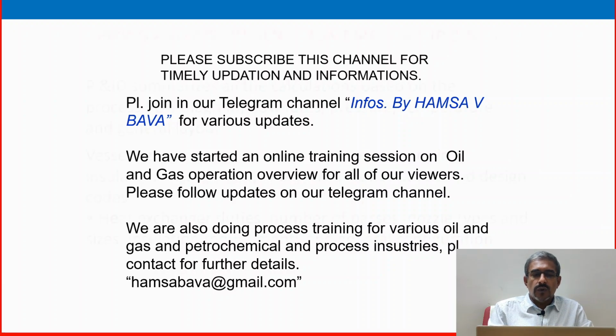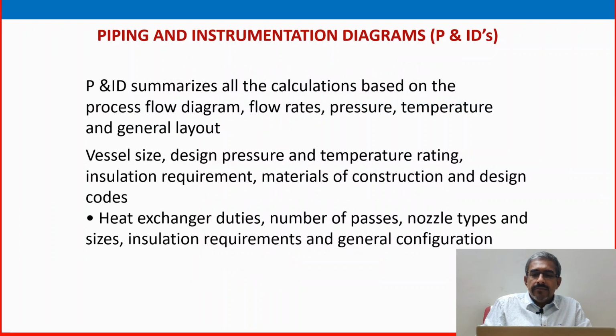So welcome to P&ID, piping and instrumentation diagram, P&IDs. A P&ID summarizes all calculations based on the process flow diagram that we discussed in the last class: flow rate, pressure, temperature and general layout. Vessel size, design pressure and temperature rating, insulation, equipment materials of construction and design codes, heat exchanger duties, number of passes, nozzle types and sizes, insulation requirement and general configuration.